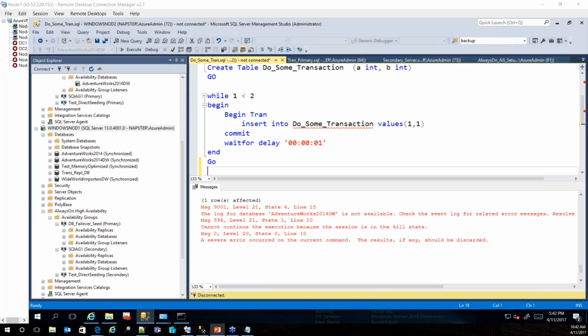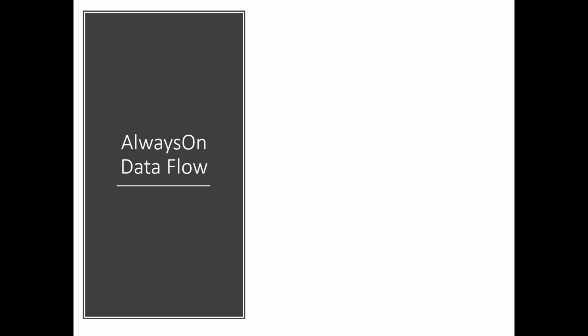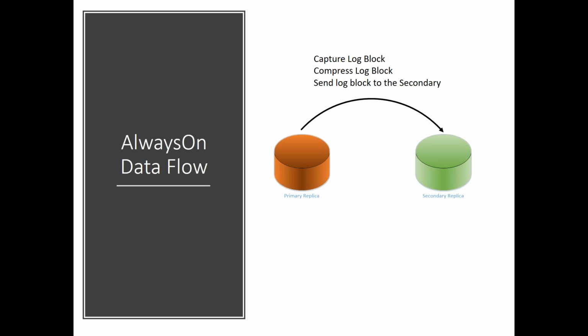Before we get on with the actual enhancements, just a quick recap on how the data flow happens in SQL Server Always On availability groups. You have your primary replicas, you have your secondary replicas. On the primary replica, you capture your log blocks or your logs.